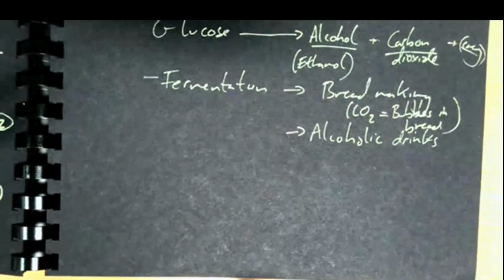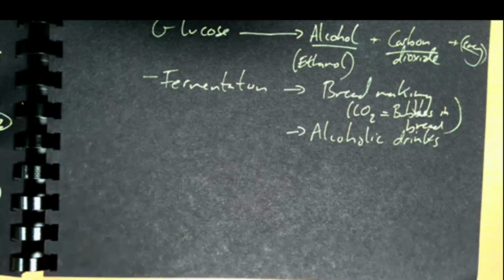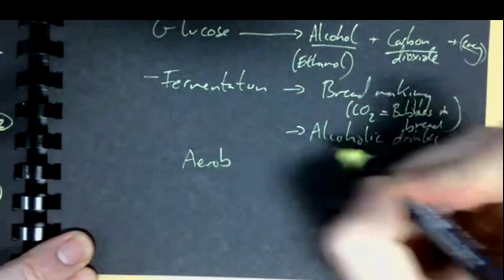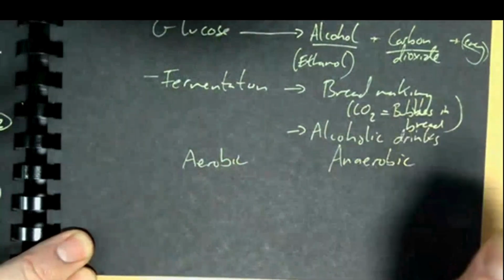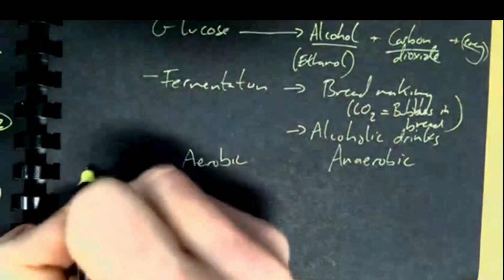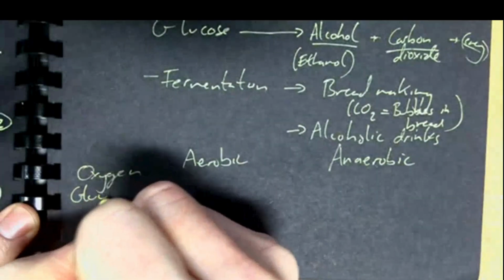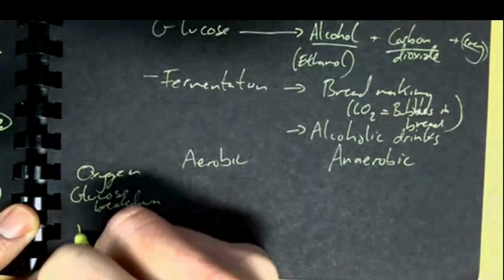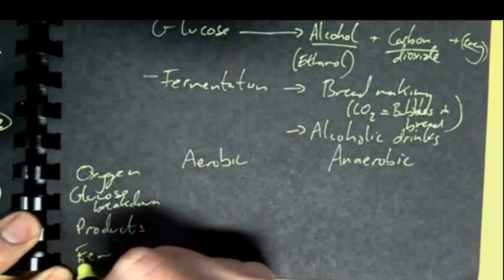Okay, let's do a very quick comparison table then. So we just want to be able to compare and contrast aerobic and anaerobic. And what are the four things? So oxygen, glucose breakdown, what are the products, and how much energy.